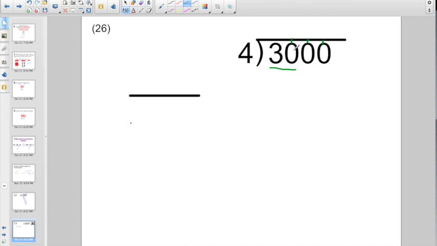Let's go ahead and start dividing. 30 divided by 4. You got to think. 4 times what gets you close to 30? In this case, it's going to be 7.